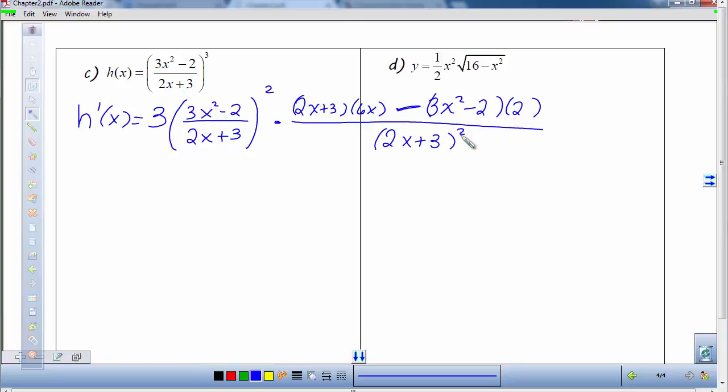But that's the derivative. The rest of this is for us to simplify. Questions about what I did before we go on to simplifying?